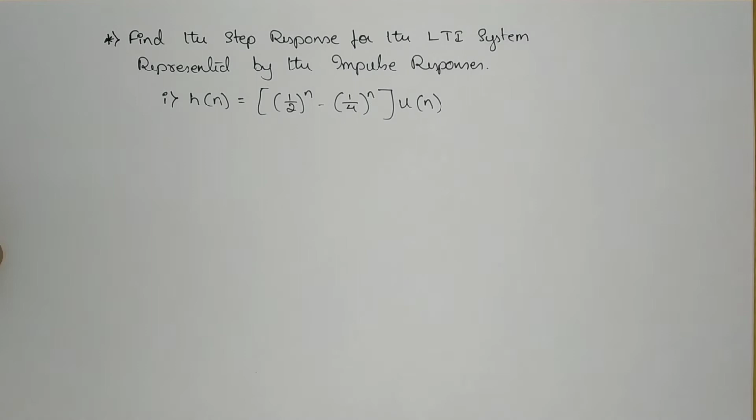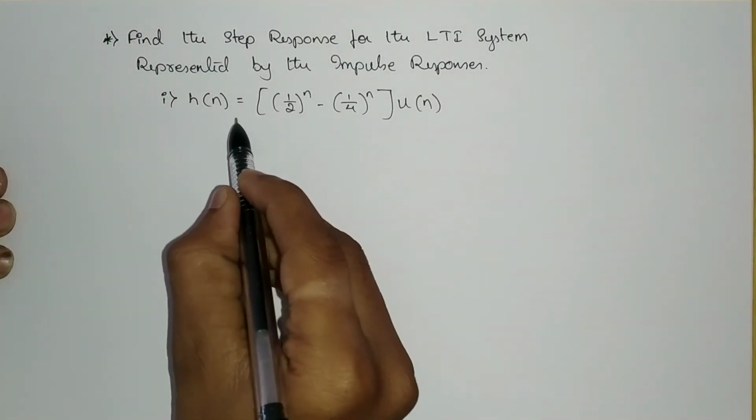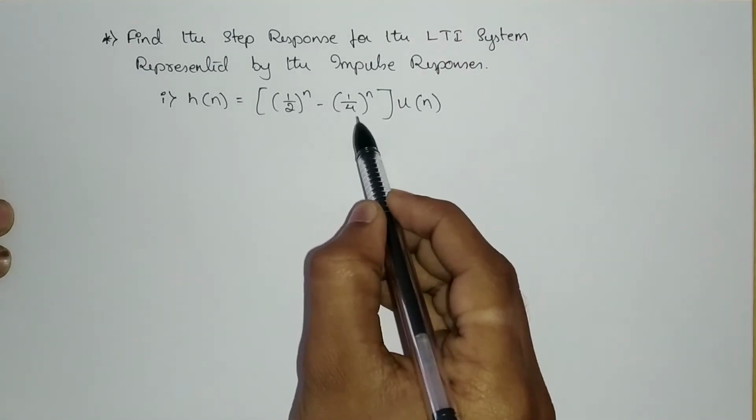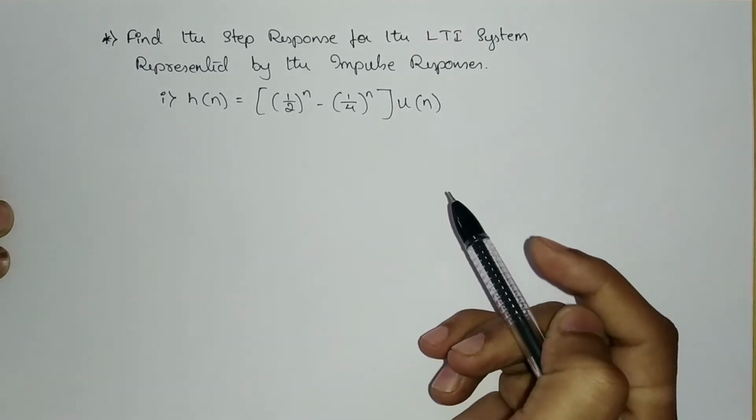In this video, we are going to discuss some problems on the unit step response of discrete and continuous time LTI systems. Here we have a problem: h of n is equal to (1/2)^n minus (1/4)^n into u of n.